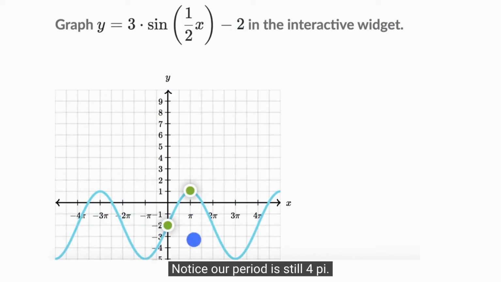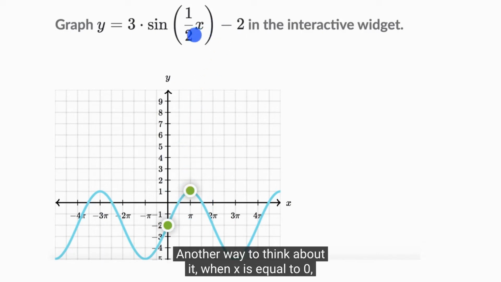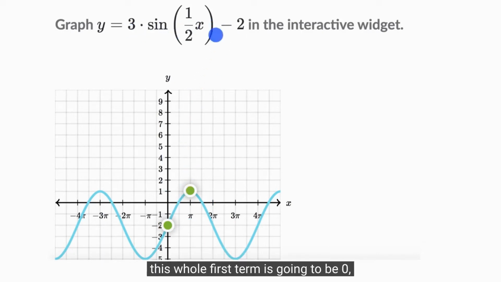Notice our period is still 4 pi. Our amplitude, how much we oscillate above or below the midline, is still 3. And now we have this minus 2. Another way to think about it, when x is equal to 0, this whole first term is going to be 0, and y should be equal to -2.